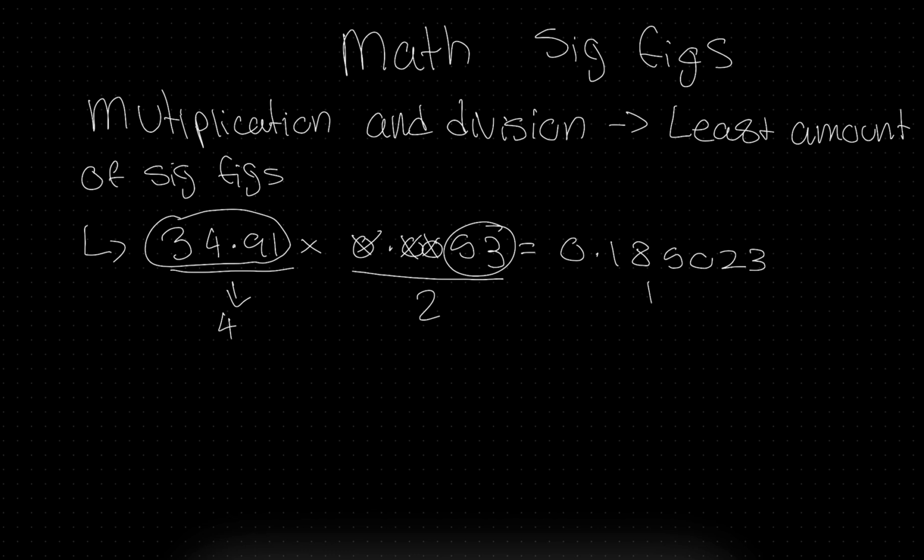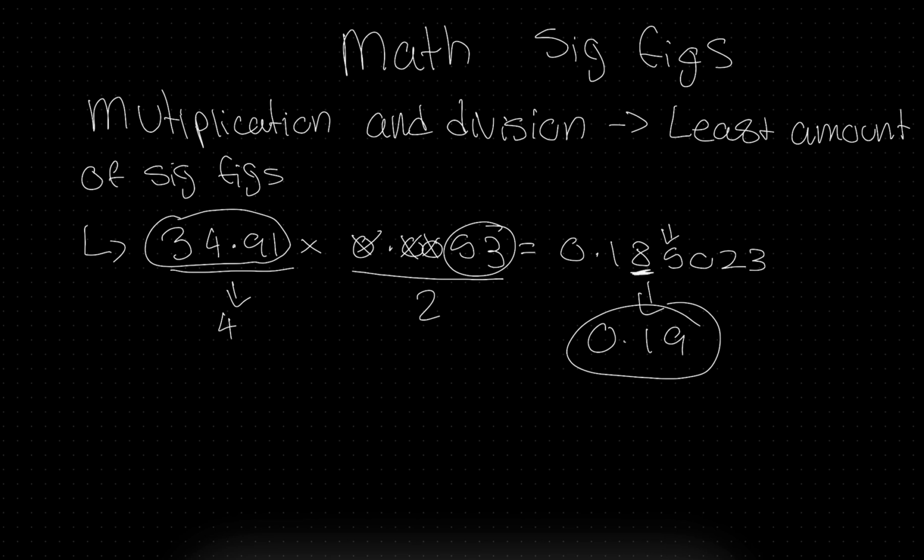So this means that 0.185023 will turn into 0.19, because it only has 2 sig figs, so we've got to see if this rounds up. If the number after the second sig fig is 5 or above, we would round up to 9, and if not, we'd stay the same. Since it is greater than 5, it's 0.19. So that is multiplication or division with sig figs.